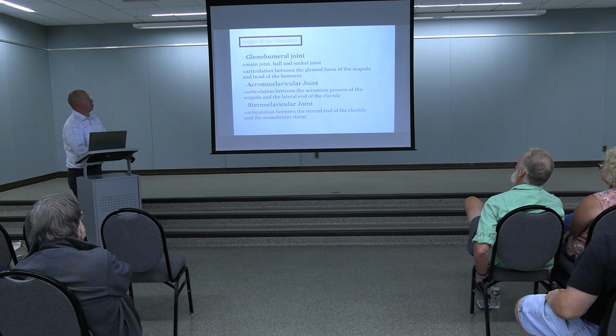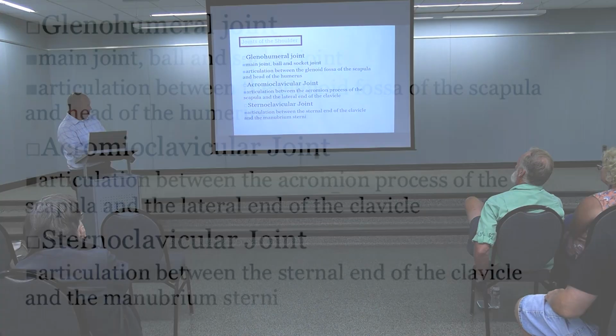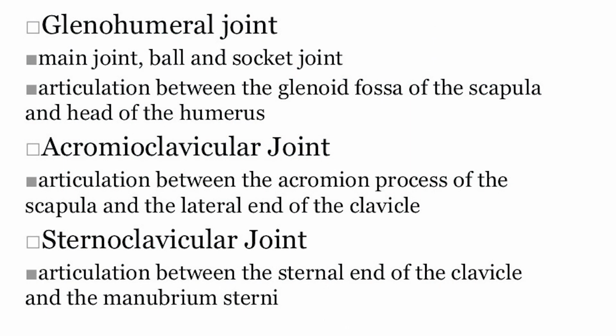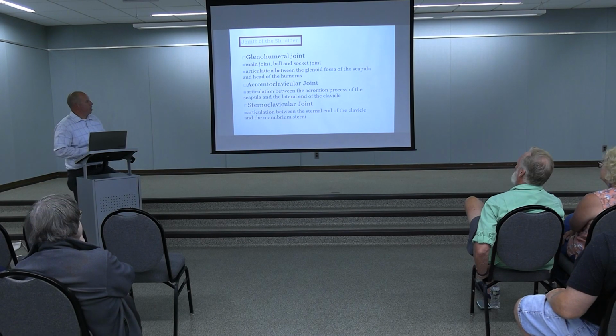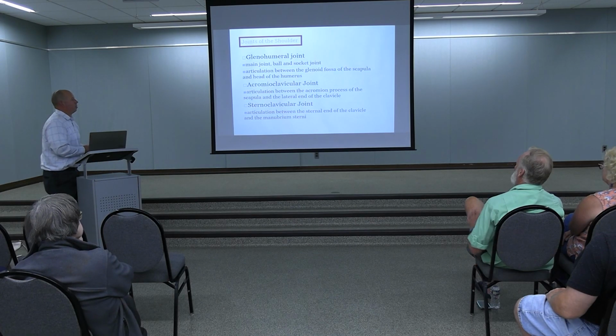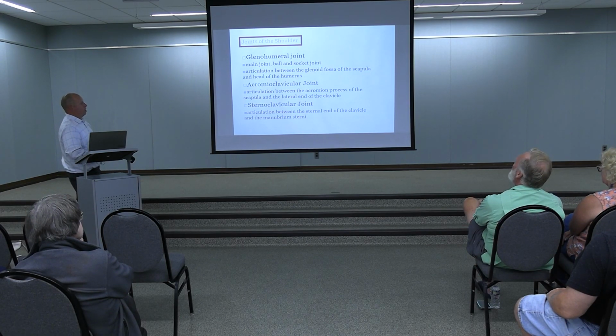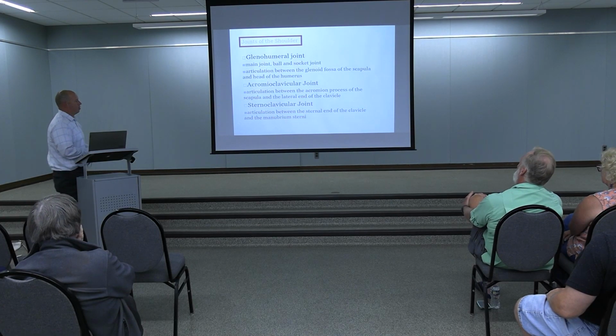The major joints of the shoulder: you have your glenohumeral joint. That's the main joint, the ball and socket joint. It's made up of the ball, or the humeral head, as well as the socket, which is the glenoid fossa. You have the acromioclavicular joint, which is the joint between the end of your collarbone and the shoulder blade. And then you also have the sternoclavicular joint, where the collarbone joins the chest wall, or the manubrium.